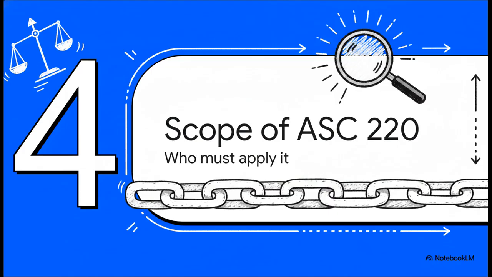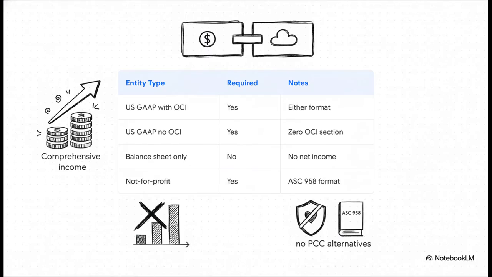Okay, so now we know what it is and why we use it. But who actually has to do this? That's Section 4, the scope of ASC 220. The rules governing this are extremely strict under US GAAP. If you are a US GAAP entity with OCI items, you are absolutely required to present this. No getting around it. Now, if you're an entity that only presents a balance sheet, you're exempt. But that's simply because there's no net income to begin with.